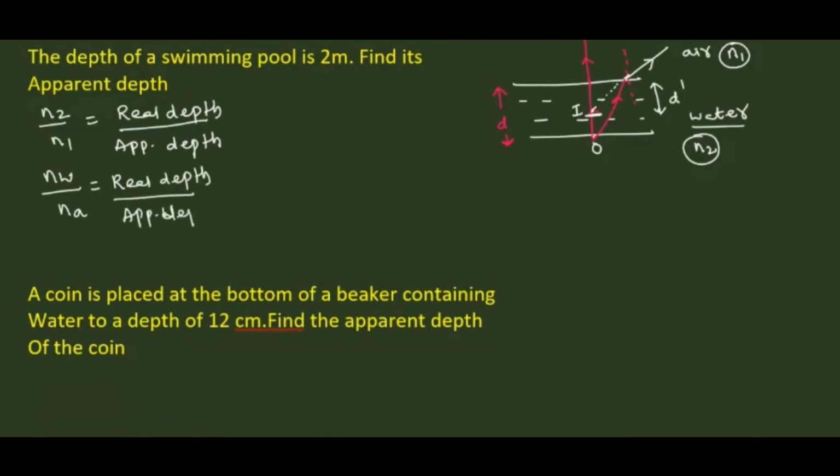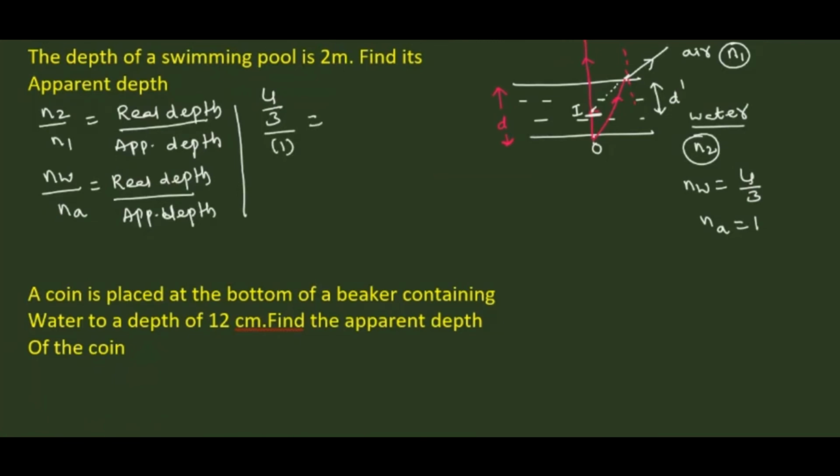Real depth by apparent depth. Refractive index of water, what is the value? 4/3. Refractive index of air, what is the value? 1. Substitute here. Refractive index of water is 4/3 by refractive index of air 1 is equal to real depth by apparent depth.